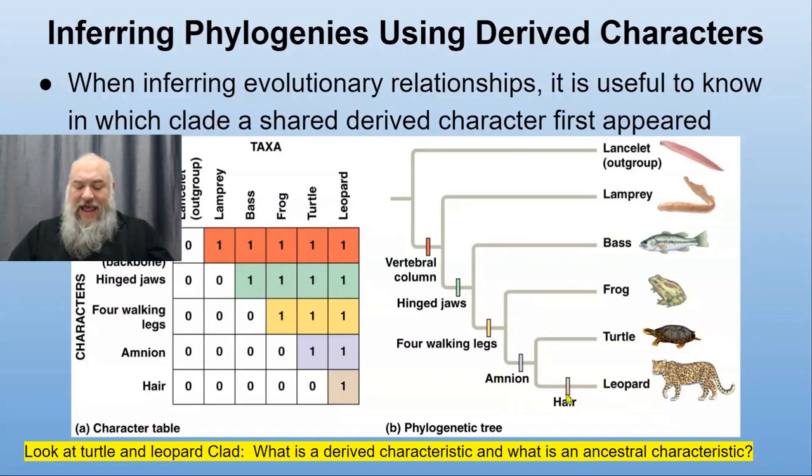So within this clade, hair is a derived characteristic for the leopard, right? It is not shared by the turtle. An ancestral characteristic for this clade would be something that both their ancestors shared, which is an amnion. So amnion would be a shared or ancestral characteristic, as would all these other traits here, because these are all traits shared by that ancestor. This ancestor had 4 legs, it had a hinged jaw, and it had a vertebral column, which this ancestor had, and these guys have. So all of these would be ancestral characteristics. This would be a derived characteristic.